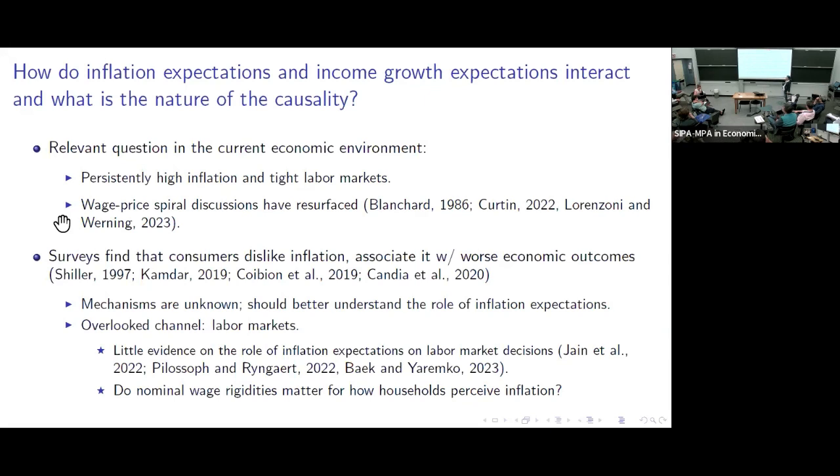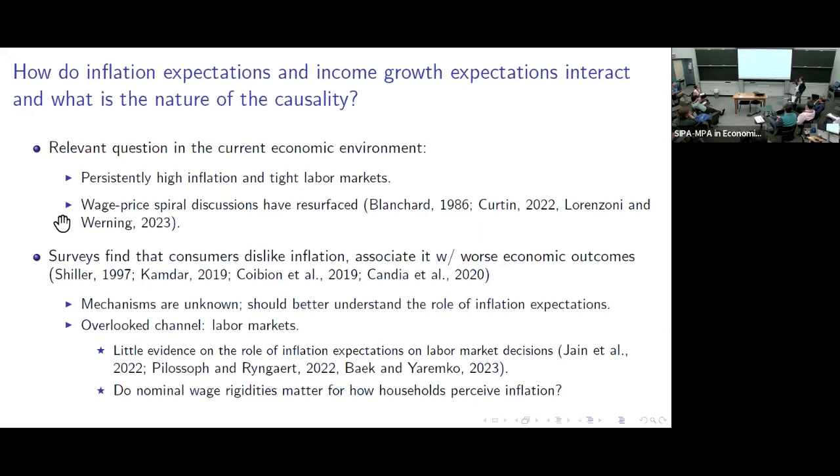And in particular, an overlooked channel has been labor markets. We were in fact quite a bit surprised to see that there's literally a handful of papers out there that discuss the role of inflation expectations for labor market decisions. And eventually, one wants to think about inflation and the labor market. An organic question is whether nominal wage rigidities matter for how households perceive inflation.